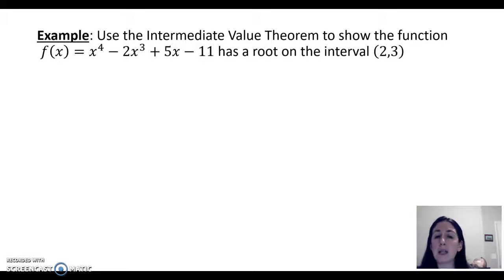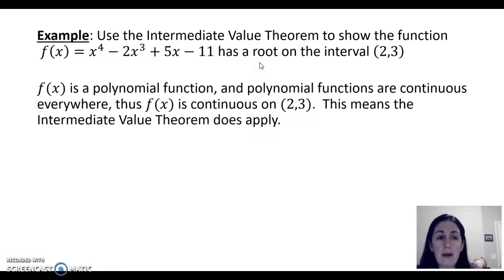But notice I don't necessarily want to know what the root is. I just want to know that that root is between 2 and 3. So what I'm trying to prove here is that for some x value, I don't care what the x value is, but for some x value between 2 and 3, f of that x value will give me 0. Well, f of x is a polynomial function, and polynomial functions are continuous everywhere, and so therefore this polynomial function is continuous from 2 to 3. That means that the intermediate value theorem will apply.